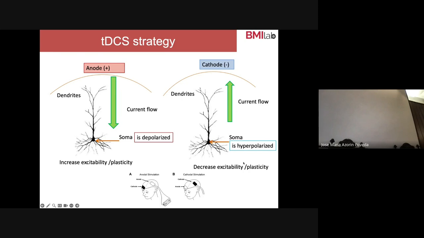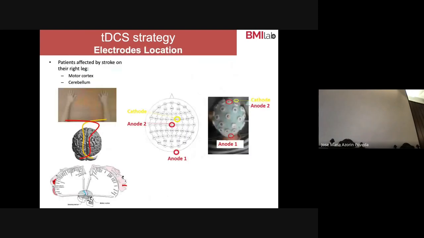So it's very important to decide where you are going to put the electrode for stimulating the brain and where you are going to put the electrode for decreasing the excitability of the brain. In our case, we were interested in 2 different kinds of patients. As I have said before, we were interested in spinal cord injury patients, but we are also interested in stroke patients.